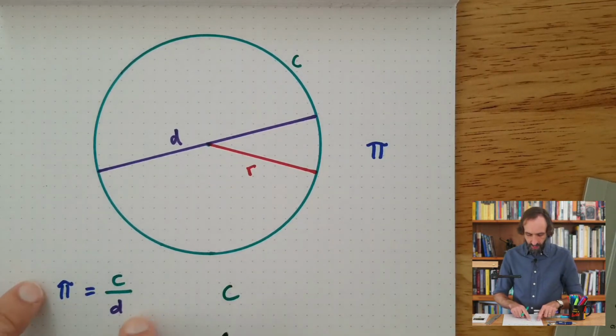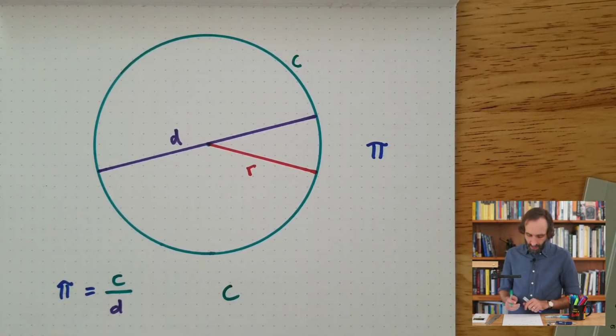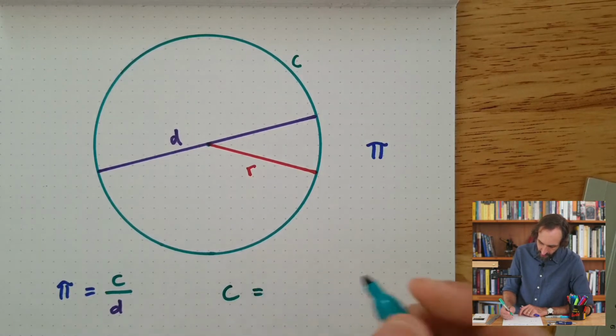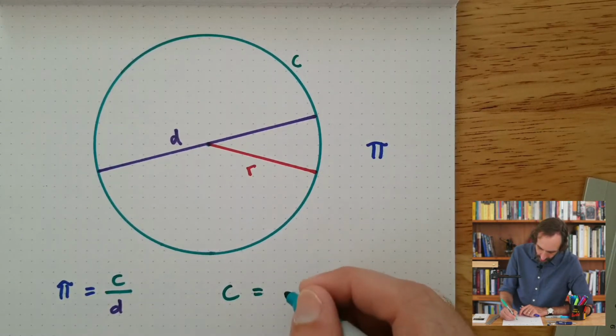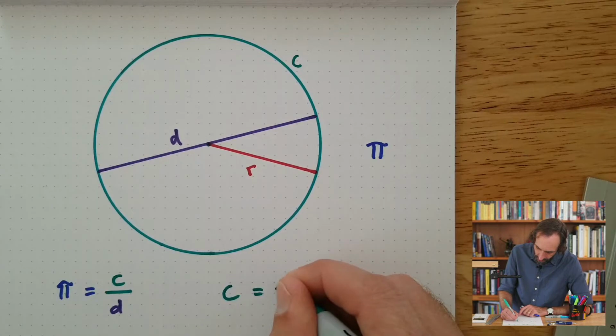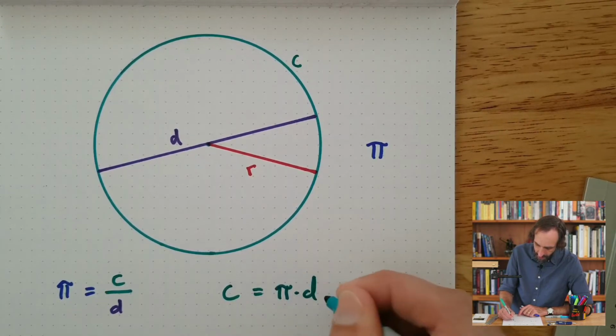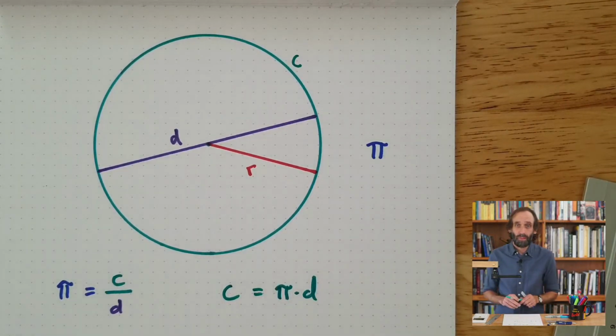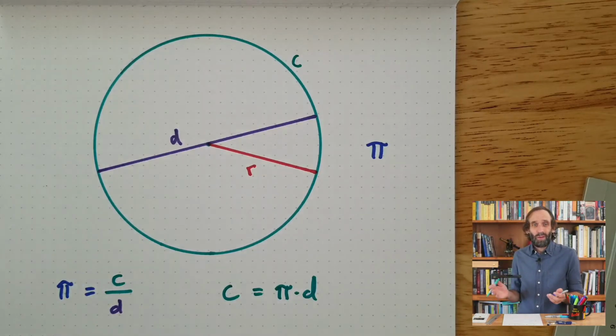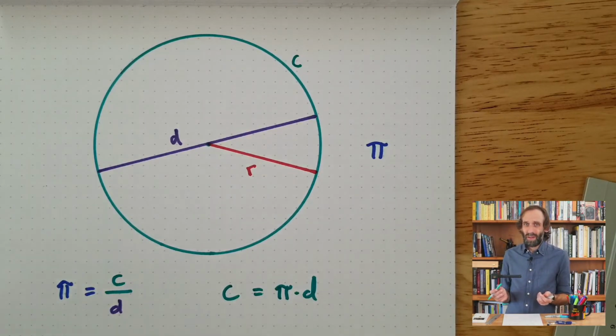Algebraically, you could think of this as just multiplying both sides by d. So we'll say circumference is equal to pi times d, pi times the diameter. Okay, so there we go. Now we know what the circumference is. Kind of. I mean, do we?